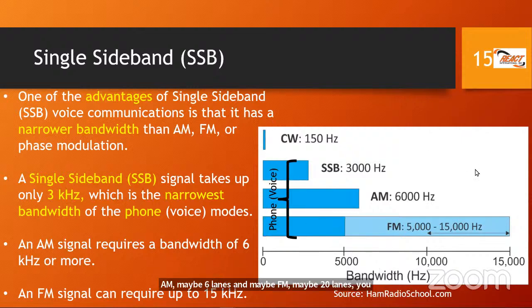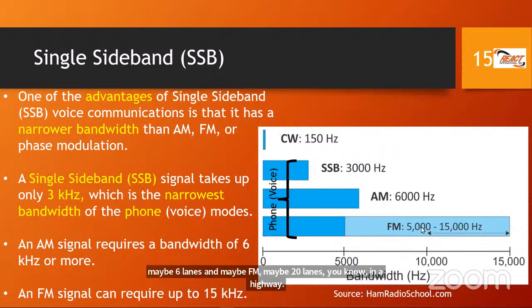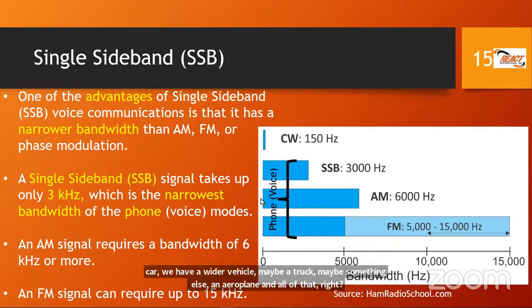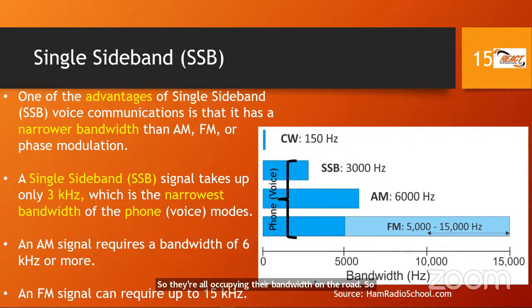It's really how much bandwidth it's occupying, right? So that's just a reference. We have a wide vehicle, it's a car. We have a wider vehicle, maybe a truck, maybe something else, an airplane, and all of that, right? So they're all occupying their bandwidth on the road. This is the same way, in a sense, that signals occupy bandwidth on air, in the radio frequency spectrum, right? And some occupy more space than others.